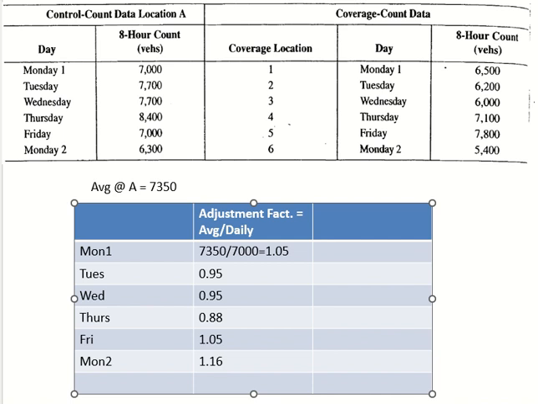Any problem? Clear? Okay. So now I will use these factors to convert the daily of the coverage into average. The adjustment factor equals average upon daily, right? So if you have the factor and the daily, then average equals what? Factor into daily. Factors are already here. Daily volumes are taken for the coverage. So this is how we calculate the average for the coverage locations.